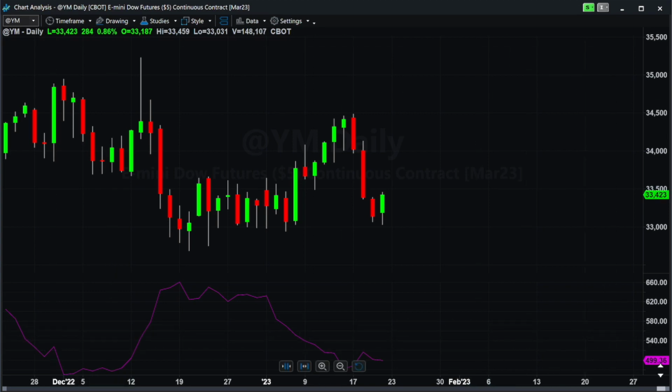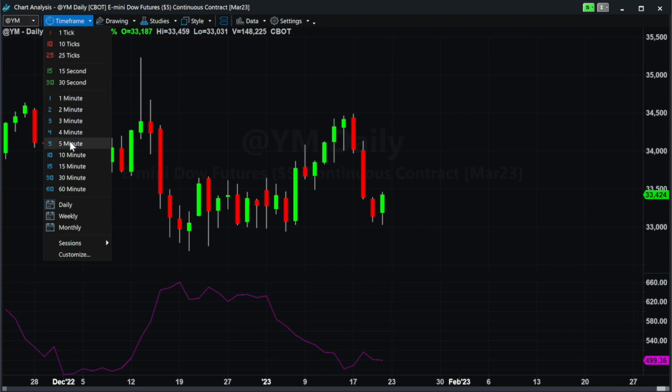And what this means is 499.36, basically 500. What it's telling us is on average, over the last 14 days, it moves about 500 points per day. Now, just for example's sake, let's change the time frame so you can see what this does.